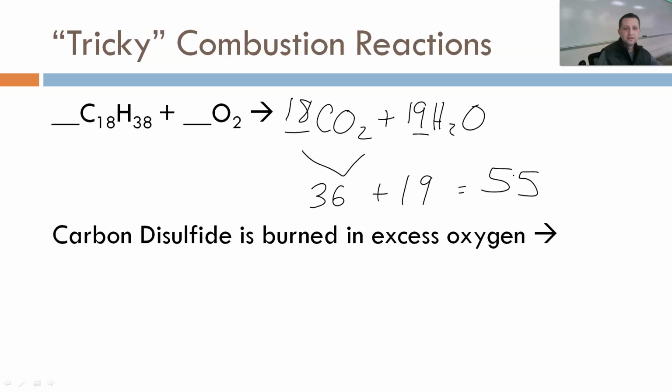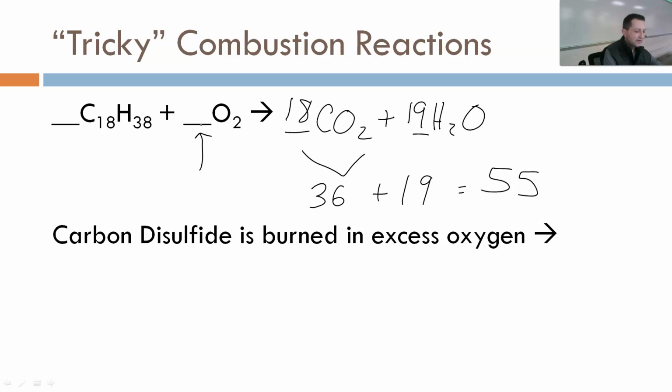Okay, so it might look a little weird right now. You're like, great, I need 55 oxygens on the reactant side, since I have that many on the product side. What times 2 will give me 55? Well, I'm not quite sure. There's no nice number that's going to give me that, because 55 is an odd number, and anything times 2 gives you an even number.